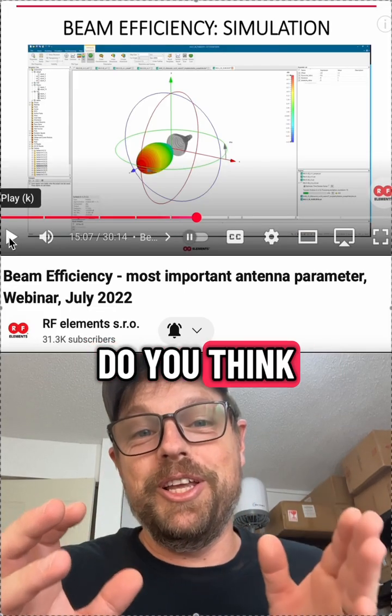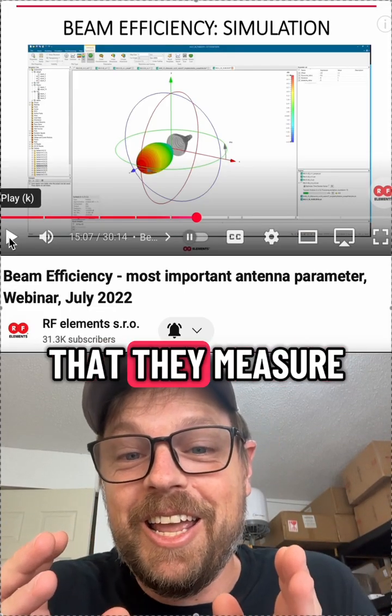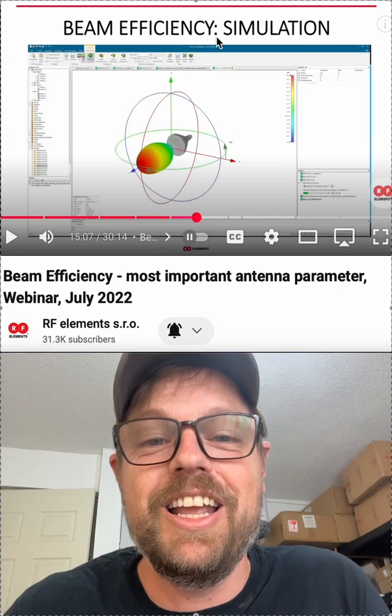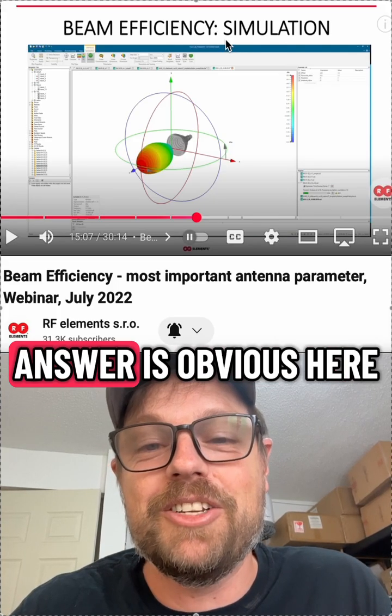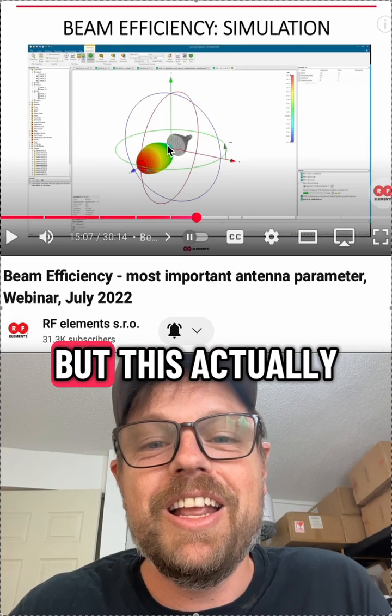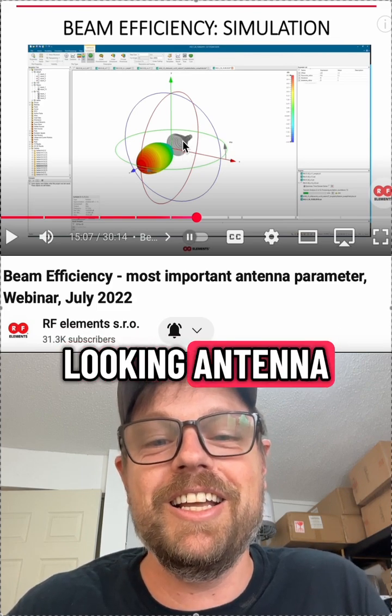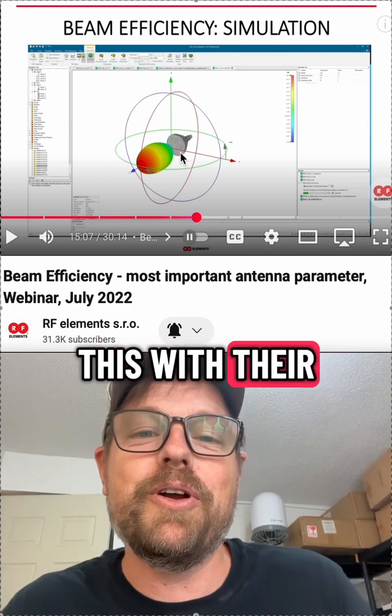Okay, so which do you think they do? Do you think that they measure, or do you think they simulate? And I mean, the answer is obvious here, but this actually is an RF Elements looking antenna. They're clearly using this with their own antenna.